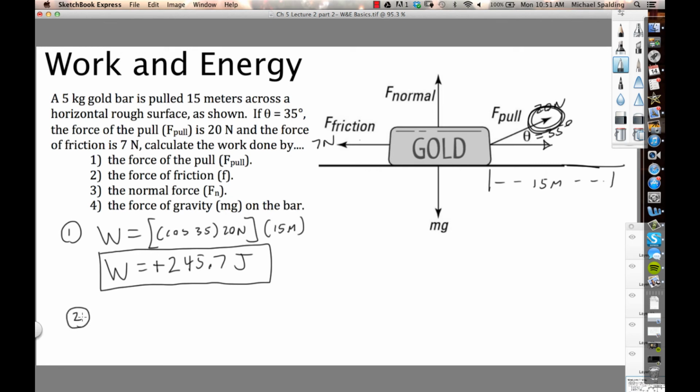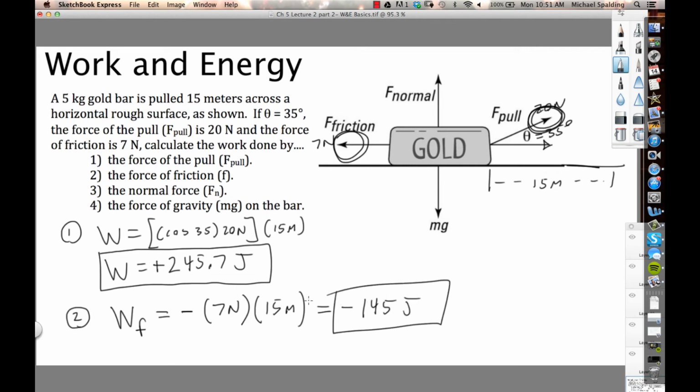Okay, number 2, friction. Now what's really nice about friction? Friction is parallel to the displacement. Is it going to be with the motion or against the motion? It's against the motion. So we know that the work of friction is going to be negative because it's opposite motion. So then all you do is you go force, 7 newtons, times the displacement, times 15. So this comes out as negative, because it's opposite motion.